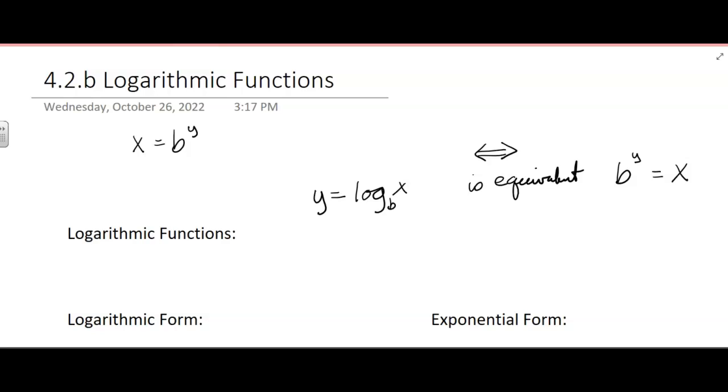Now, we do have some restrictions. b has to be greater than 0, and b cannot equal 1. That's the restrictions we had when we had an exponential function. x also has to be greater than 0.